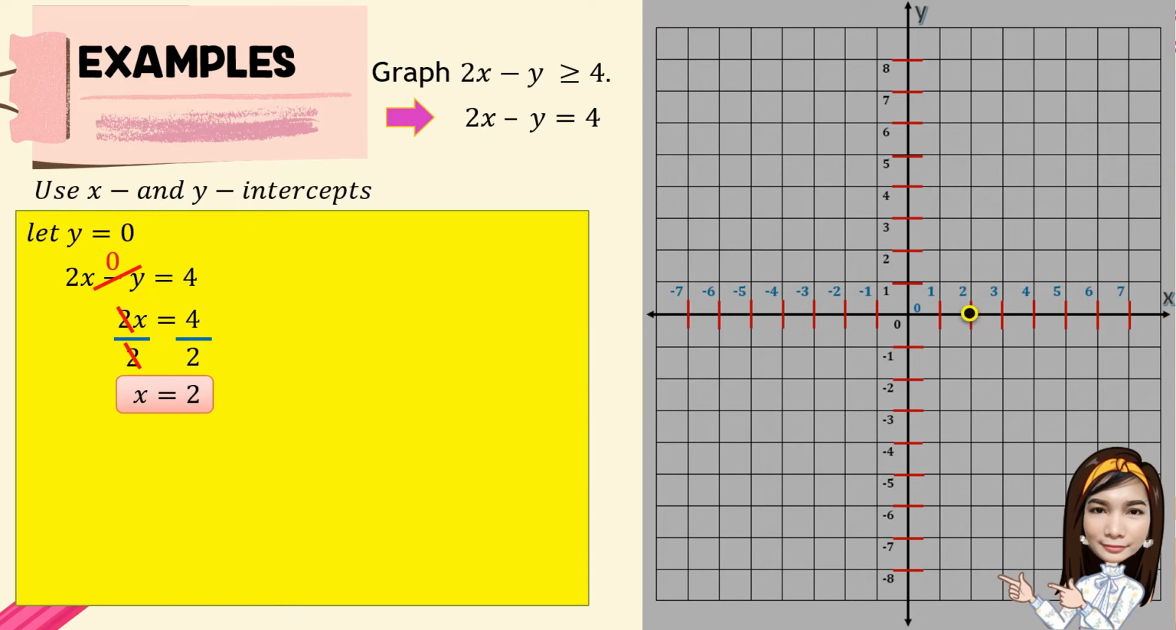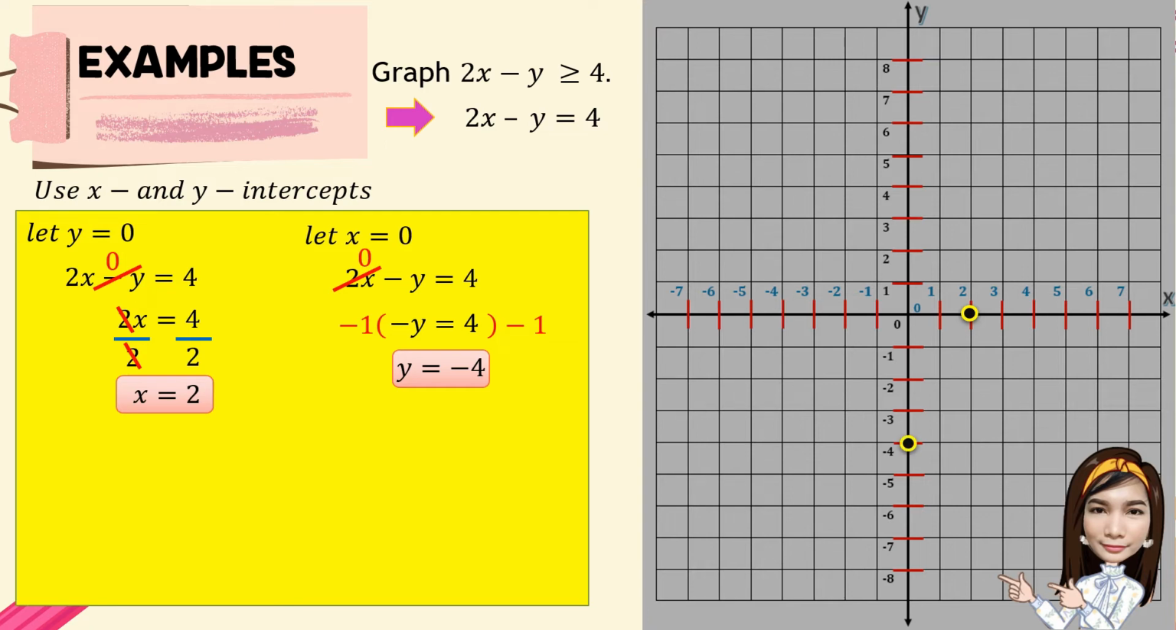Now to get the y-intercept, let x equal 0. Then write the equation 2x - y = 4. Then substitute the value of x is 0, so 2 times 0 is equal to 0. So we have the remaining -y = 4. Now we need to make negative y positive, so we are going to multiply both sides by -1. So negative times negative will become positive y, and positive 4 will become -4. So the y-intercept is -4, and that is located on the y-axis below the origin.